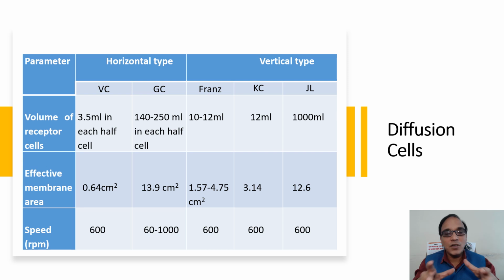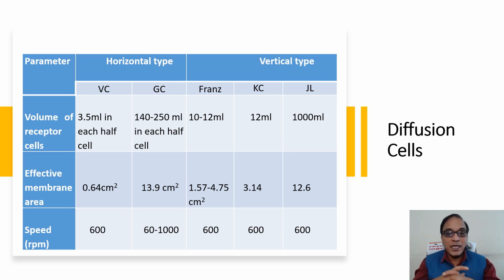Jawar-Lordy is simply a dissolution apparatus. A jar is there, okay, and you can use it as a diffusion cell. Basically, a basket is hung. You use a basket type dissolution apparatus as the Jawar-Lordy. So the same dissolution apparatus, the same basket type, can be used as a Jawar-Lordy cell.